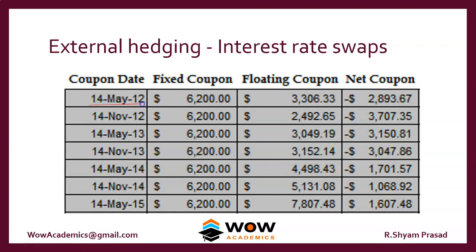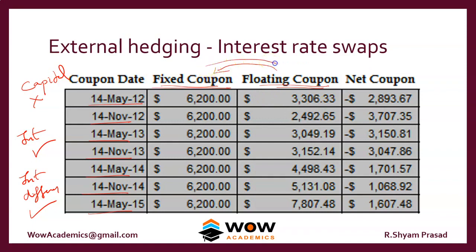Here you can see that over a period of every 6 months, the interest is getting swapped. In an interest rate swap, the capital is not swapped. Only the interest part is swapped, and even in the interest part, only the interest difference is swapped. For example, this company pays a fixed coupon of 6,200. This company pays a floating amount of 3,300. So this goes to this company and this goes to this company. Will they transfer the full amount? The answer is no. Only the differential, the difference between the two, gets transferred.